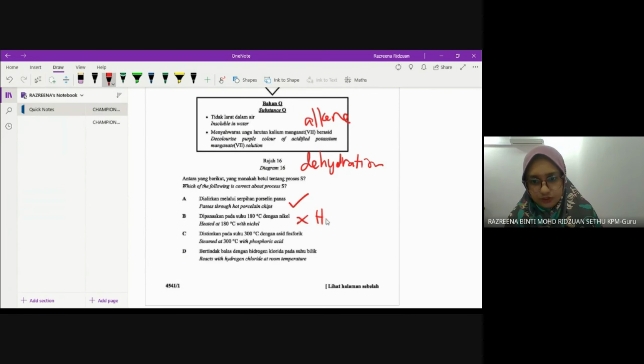This one is hydrogenation. Heated at 180 degrees Celsius with nickel is hydrogenation. Steam at 300 with phosphoric acid is not. Reacting with hydrogen chloride at room temperature is also not. So the answer is A. When you see dehydration, it has to go through porcelain chips.